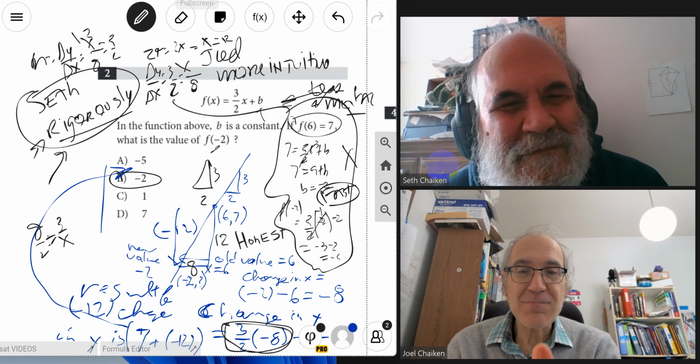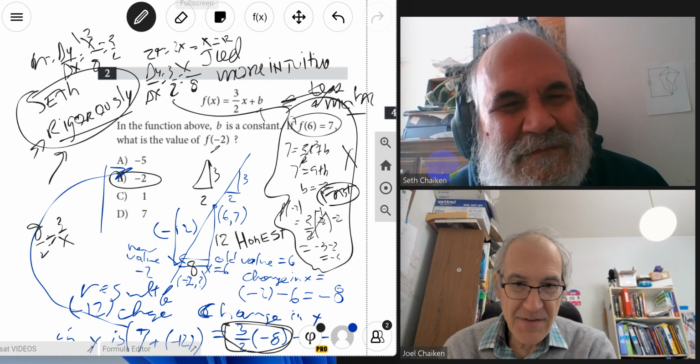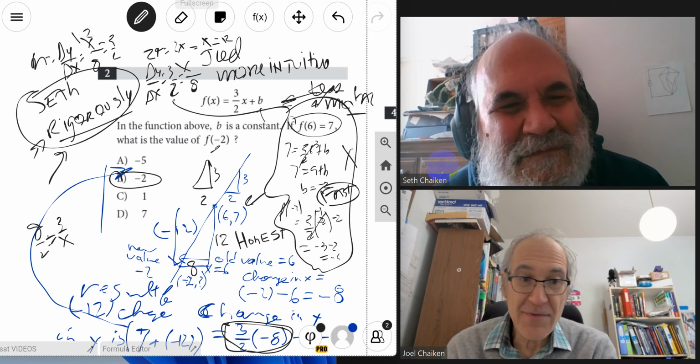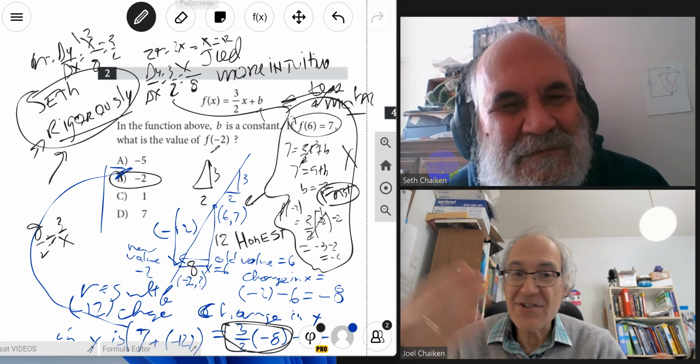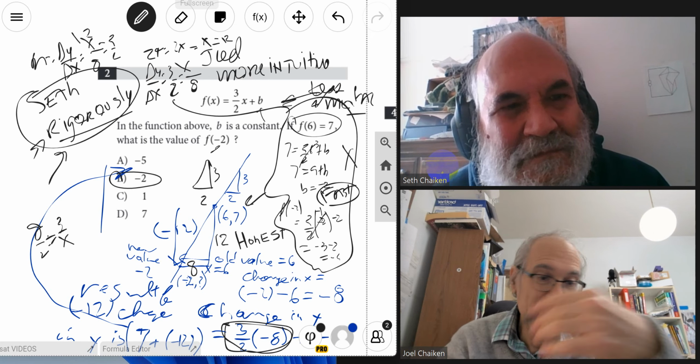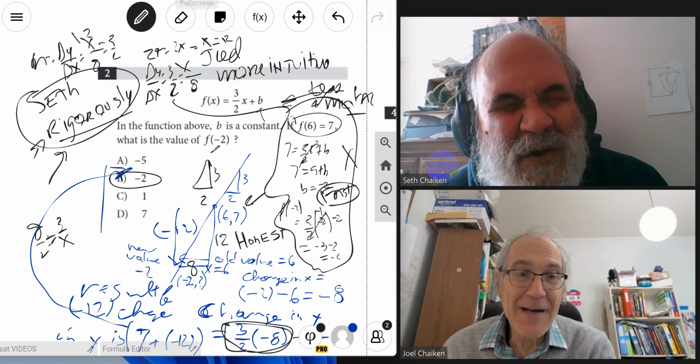The problem with the way Seth did it is that you could easily mess up the 3 and the 2 and the 2 and the 3. It's easy to mess with slope. It's easy to do x over y, y over x. You get confused: 2 over 3, 3 over 2. Let's solve the problem.